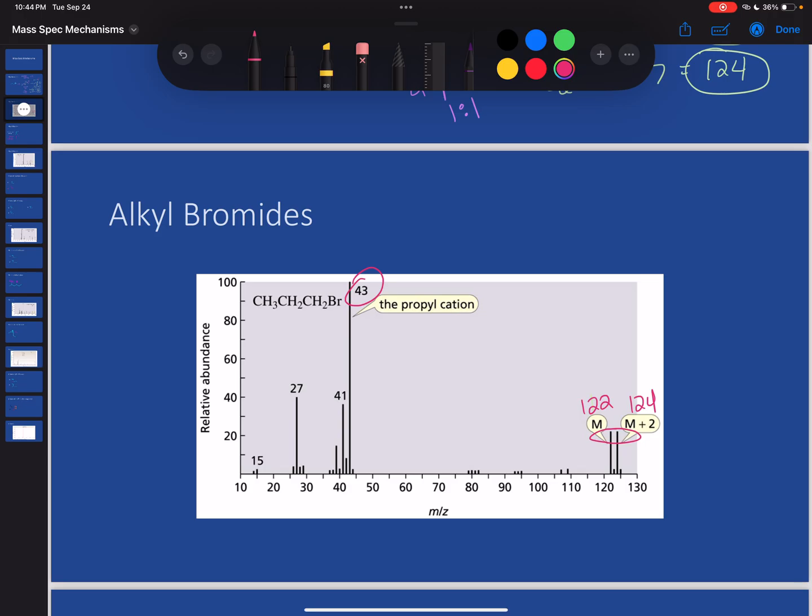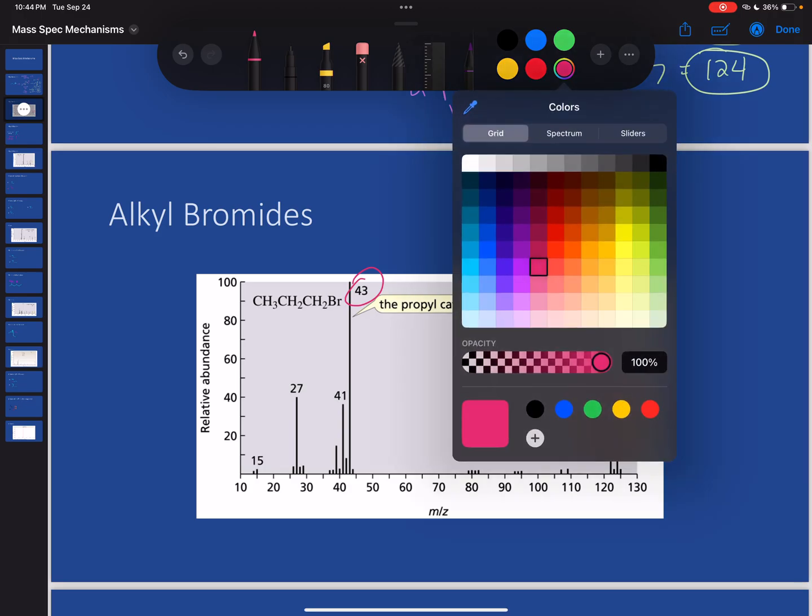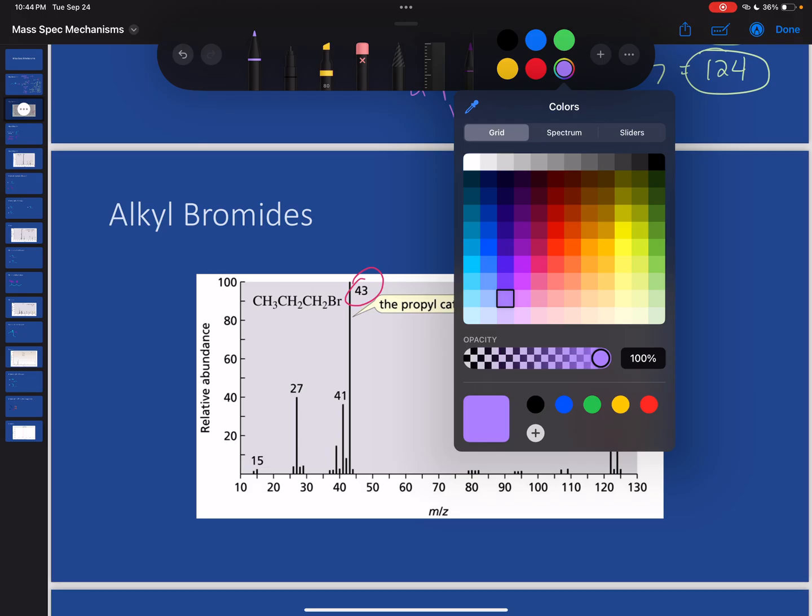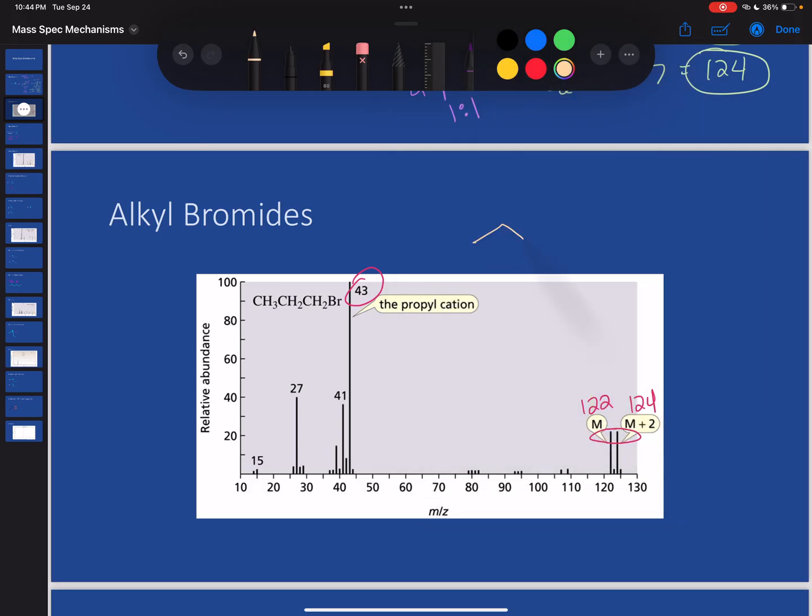Sure, we're going to have the other fragmentation patterns that we would talk about with an alkane. So 2, 3, bromine: we could lose a methyl group, that's where 15 comes from, or we could lose an ethyl group, that's where 27 comes from, and so on and so forth. But the peaks I would look for to figure out if it was bromine would be that twin peak and also the heterolytic cleavage. Hopefully that brought some clarification for bromine.